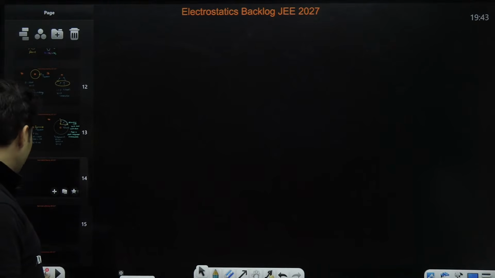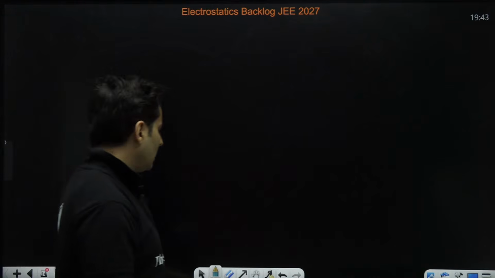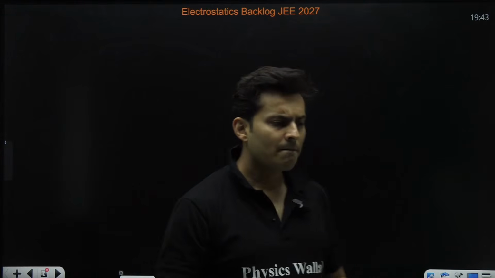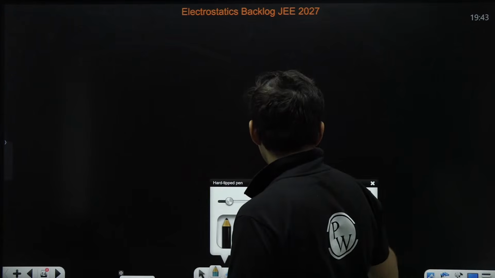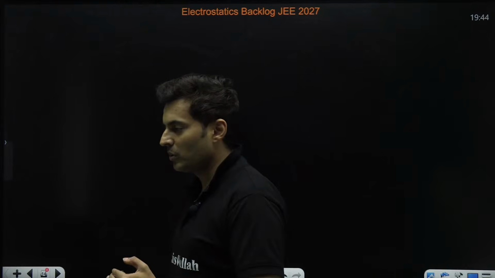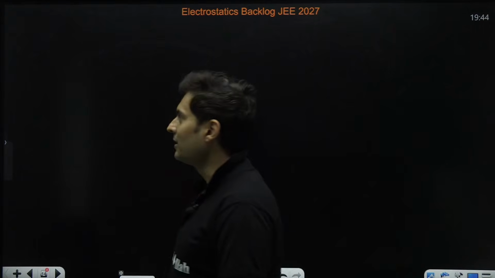Now what does this conservative force exactly conserve? Well, it conserves mechanical energy, and mechanical energy is a combination of two things. One is the kinetic energy, which we are already aware of, half mv square, but the second part is the potential energy. So let's talk about potential energy for a moment and then let's go to electrical potential energy.